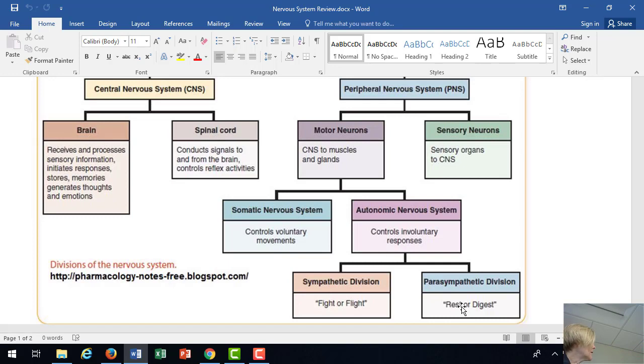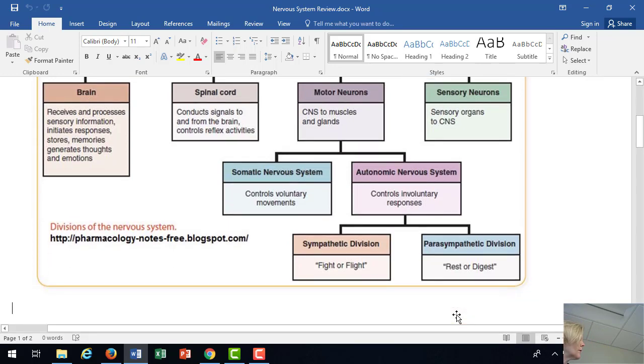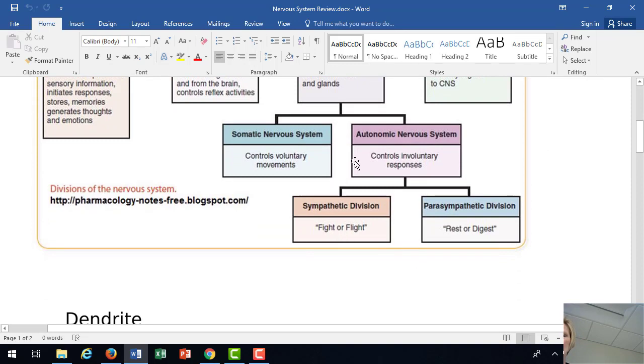So keep this map in mind, because there's a lot of terminology that we're going to assume you have mapped out. Again, somatic is skeletal muscle, and autonomic is anything that's involuntary. I would write next to autonomic: smooth muscle, cardiac muscle, and glands. And then next to somatic, you would write skeletal muscle. So right here.